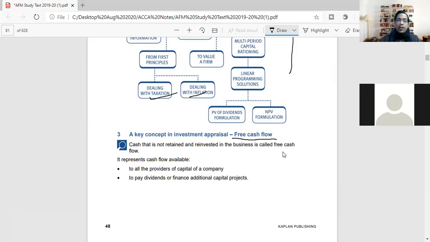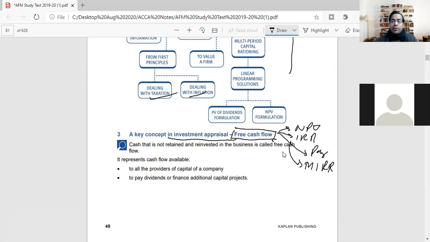So the key concept in the investment appraisal is that we factor only free cash flow, and it's not only for NPV. It is the same for IRR, same for the payback method, or even M.IRR. What is M.IRR? Modified internal rate of return. So for all this, we just consider the net cash flow rather than any other number which is not a real cash flow, like depreciation or amortization, right? Because that's bound to happen anyway. If you have purchased an asset, a truck or a vehicle, it's going to depreciate, whether you use it or not.